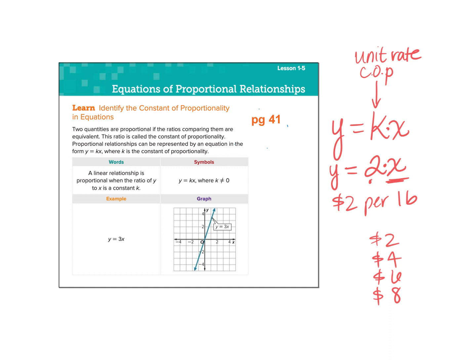Okay, so the number right next to the x, that's always going to be your unit rate, how much it is for 1, or your constant of proportionality. The x is going to just kind of depend what the situation is. So in this case, it's how many pounds I buy. And then the y is going to be the cost, because I'm trying to find out what my cost would be. So that's what the equation is going to look like for a proportional relationship.